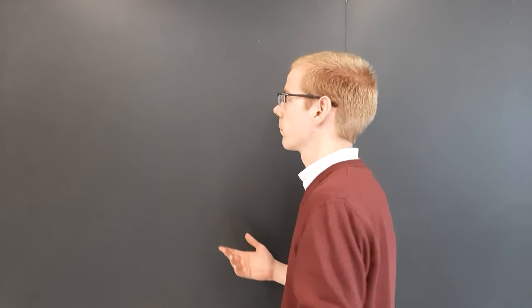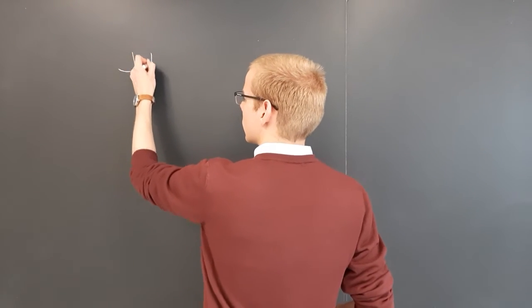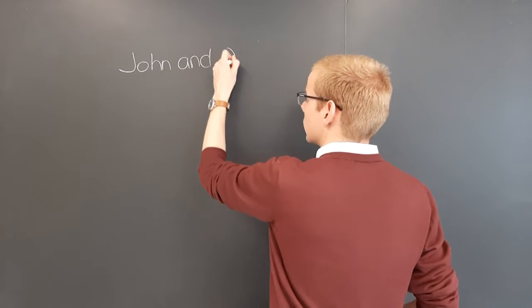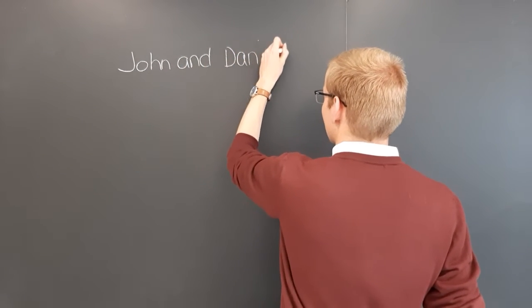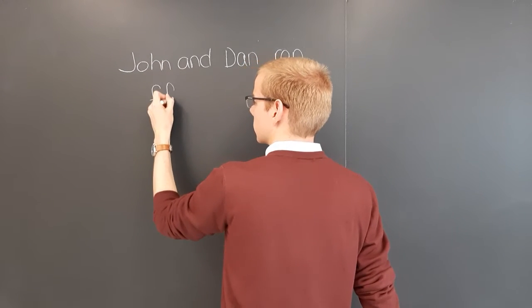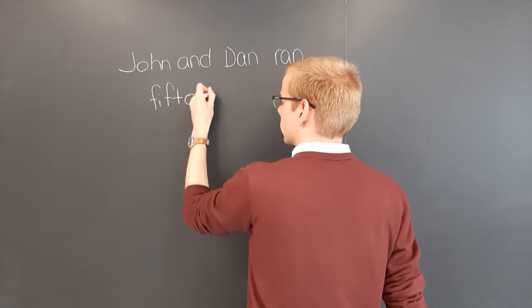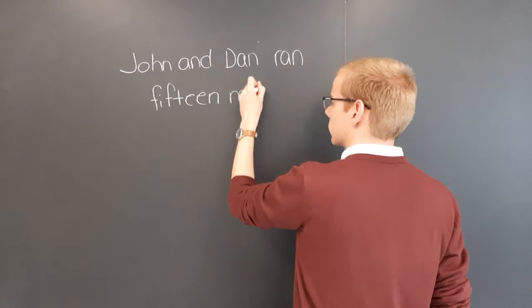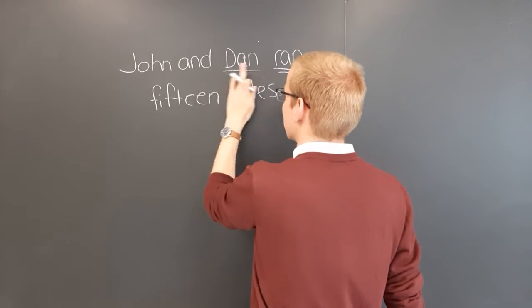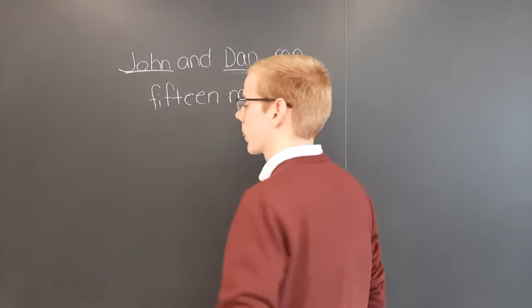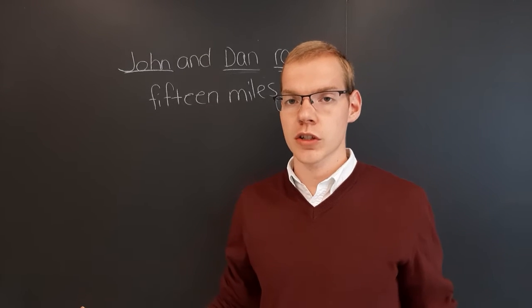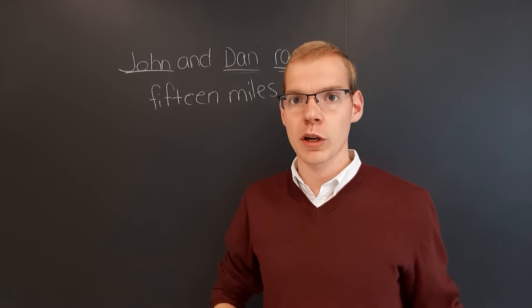Simple would be John and Dan ran 15 miles. We have a verb, two subjects. It's simple because it does not have any conjunction or any semicolon.